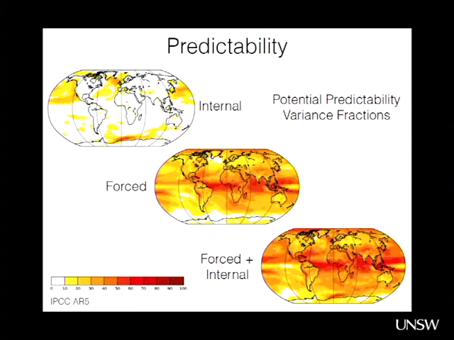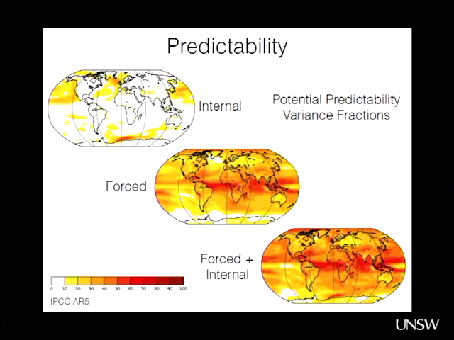Just for comparison, if you do the same sort of study but with forced variability included, this is the predictability you get for the forced component. And when you first look at it, you think, why do we bother? That's so small compared to this.